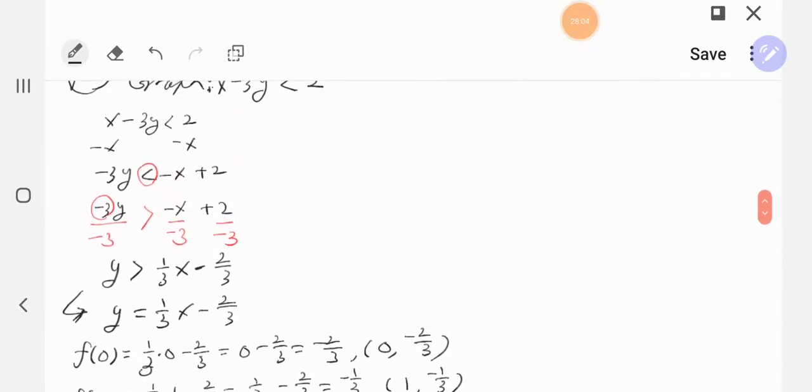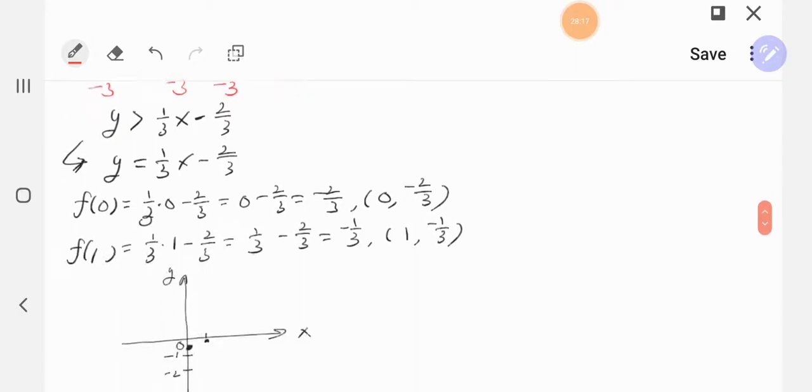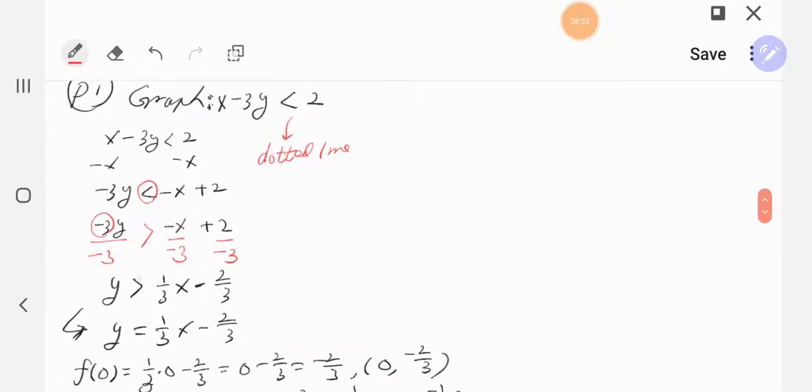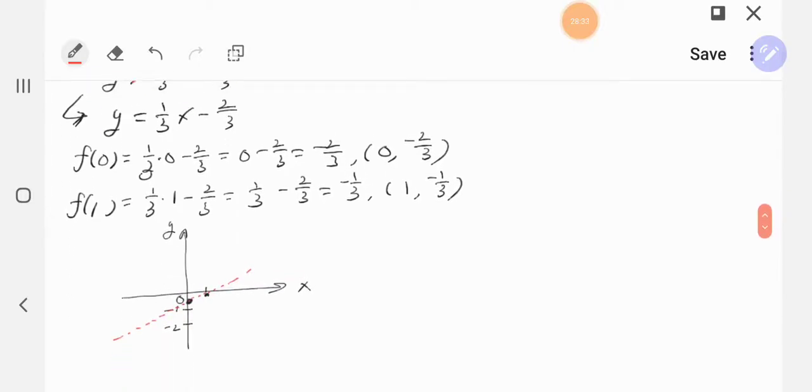Okay, is there an equal sign? No equal sign, right? No equal sign means dotted line. So the dotted line is this. And then we'll have to select either above or below. But look at this. Y is greater than, so it should be above the line. Simple, huh? Above the line. Done.